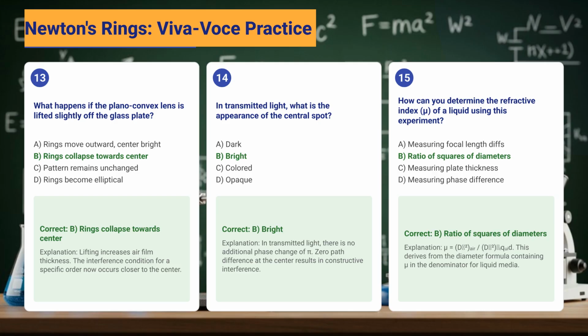Question 13. If the lens is lifted, the rings collapse towards the center. Question 14. In transmitted light, the central spot appears bright due to constructive interference. Question 15. The refractive index of a liquid is determined using the ratio of the squares of the diameters of rings in air and liquid.